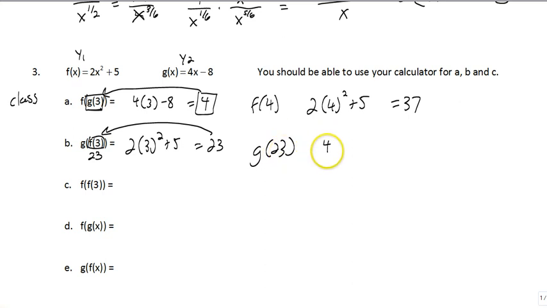So we get 4 times 23 minus 8. So 4 times 23 is 92. And then minus 8 is 84.